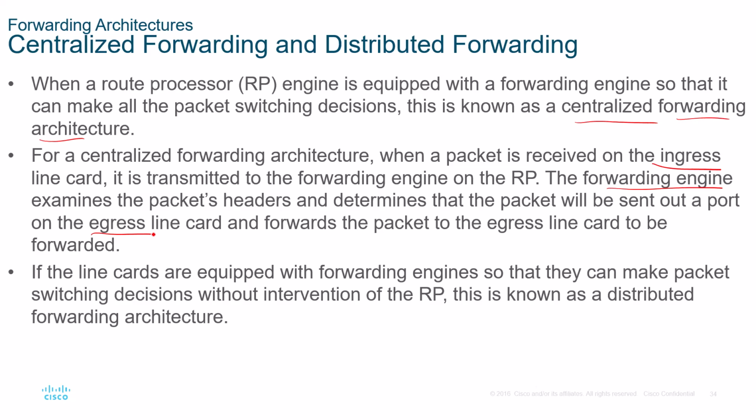If the line cards are equipped with forwarding engines so that they can make packet switching decisions without the intervention of the RP, this will be known as the distributed forwarding architecture. So I'm going to read that again. If a line card is equipped with forwarding engines so that they can make packet decisions without the intervention of the router processor, then we have distributed forwarding architecture. That's the purpose of it.